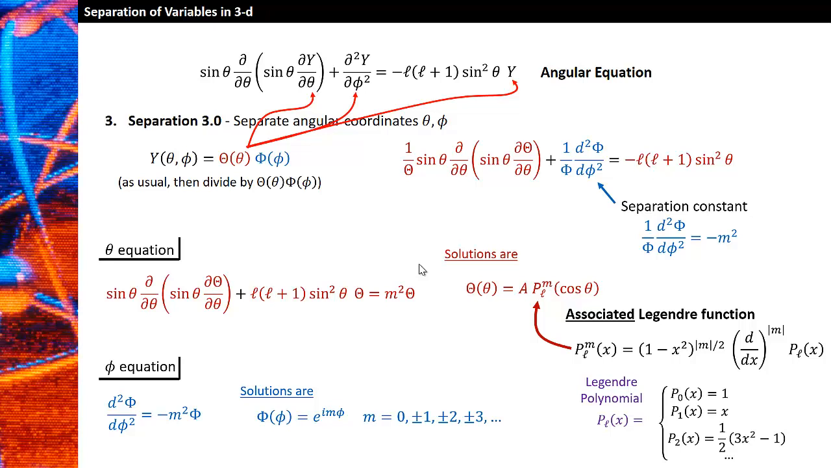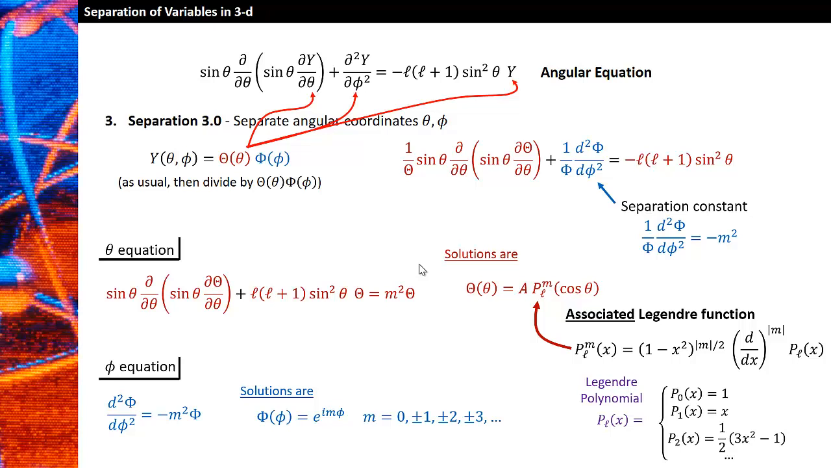And so the m values are going to have to be positive or negative integers in order for things to make sense. Of course, phi goes from 0 to 2 pi, and so as it comes back to 2 pi, the whole wave function should return to the same value again. And so you have to have integer values of m because of that.